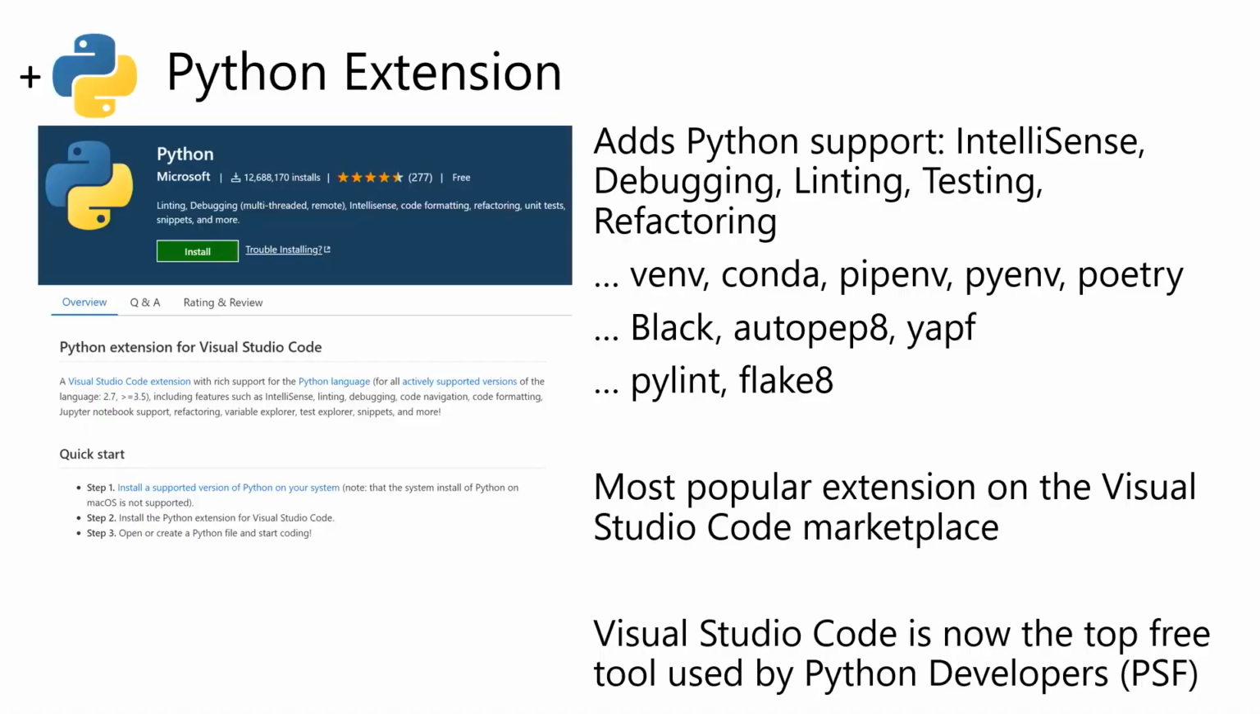So the Python extension offers a lot of great jam-packed features. It offers IntelliSense, debugging, testing. There's support for virtual environment packages like venv and Conda, some formatters like Black and AutoPep8, as well as some popular linters like PyLint. Some fun facts about the Python extension in VS Code.